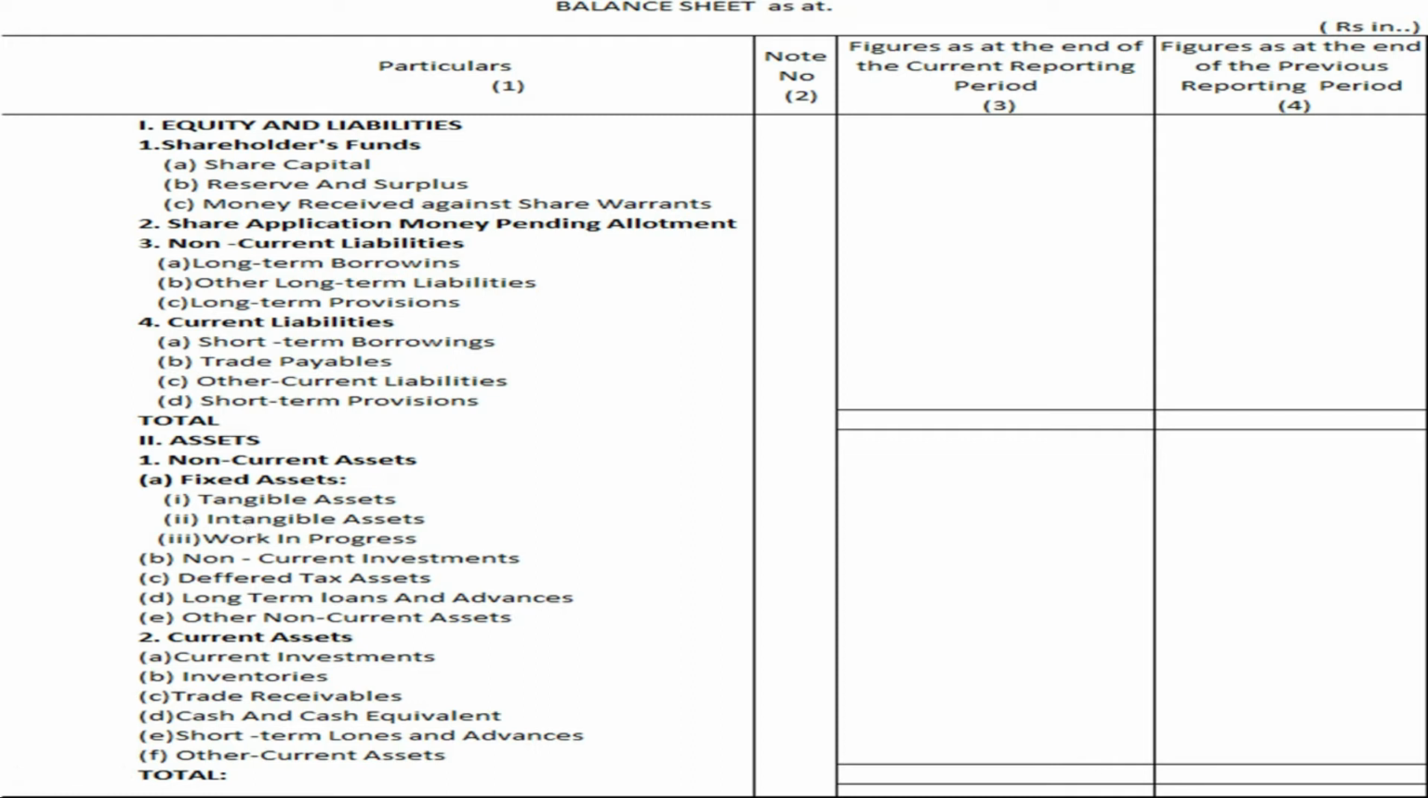Now next to fixed assets there come non-current investments, deferred tax assets, long-term loans and advances, other non-current assets. Here I would like to give you a hint: FAT IC in DLO. By that you can remember. FAT IC in. In means brings in. DLO: deferred tax, long-term loans, and other non-current assets. So by that you would be able to remember all the items under non-current assets.